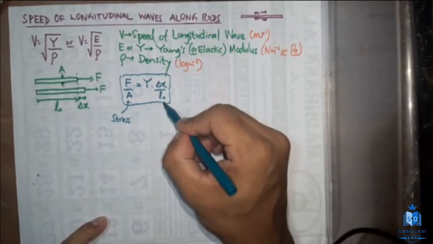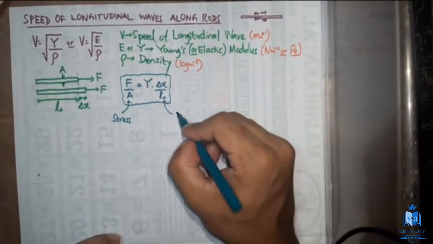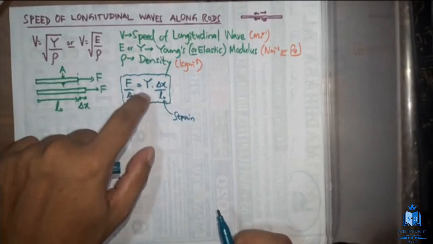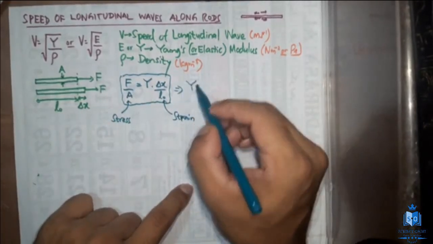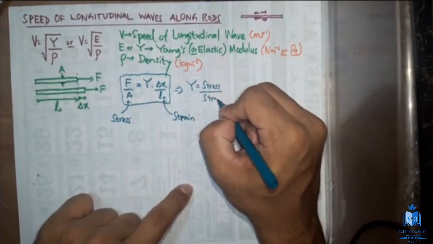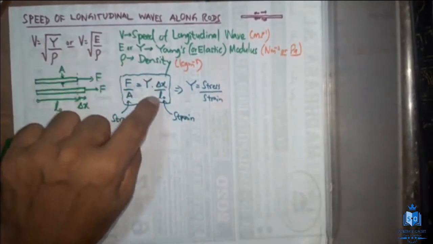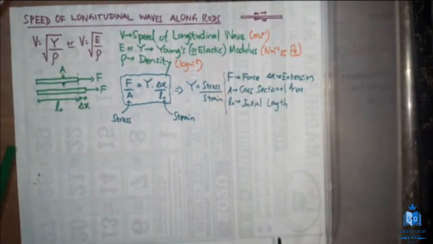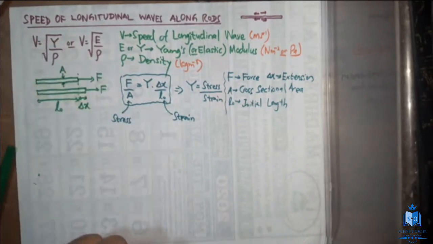And this one, the extension divided by length, we call it strain. So if you want a proper definition for Young modulus, you can say Young modulus is equal to stress divided by strain. Correct? When I say strain, it's the whole fraction, not just L naught. L naught is the initial length, delta x is the extension. So I have defined those components, careful. This fraction is only strain, this fraction is only stress. So that is what Young modulus is.